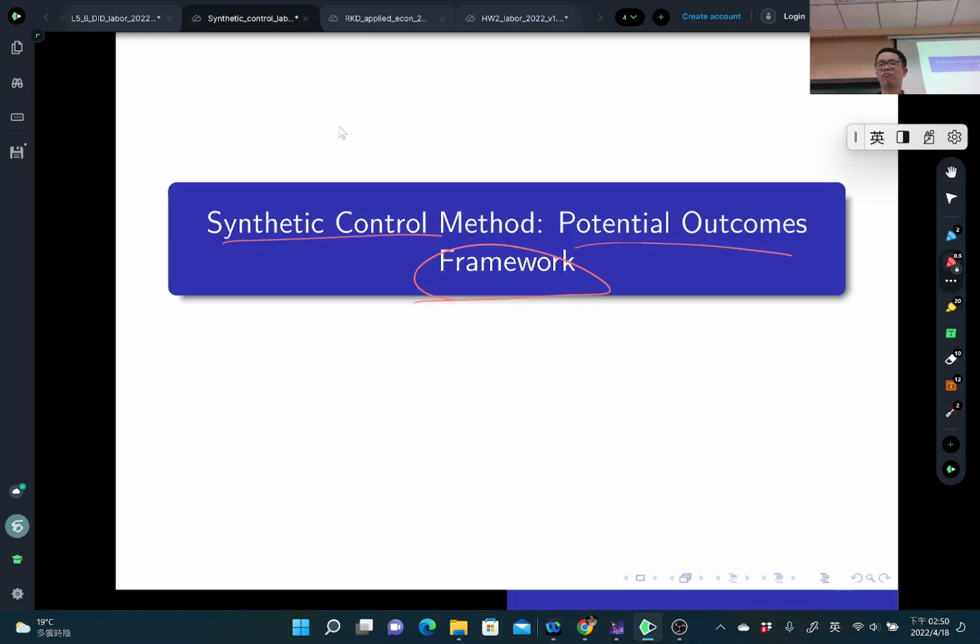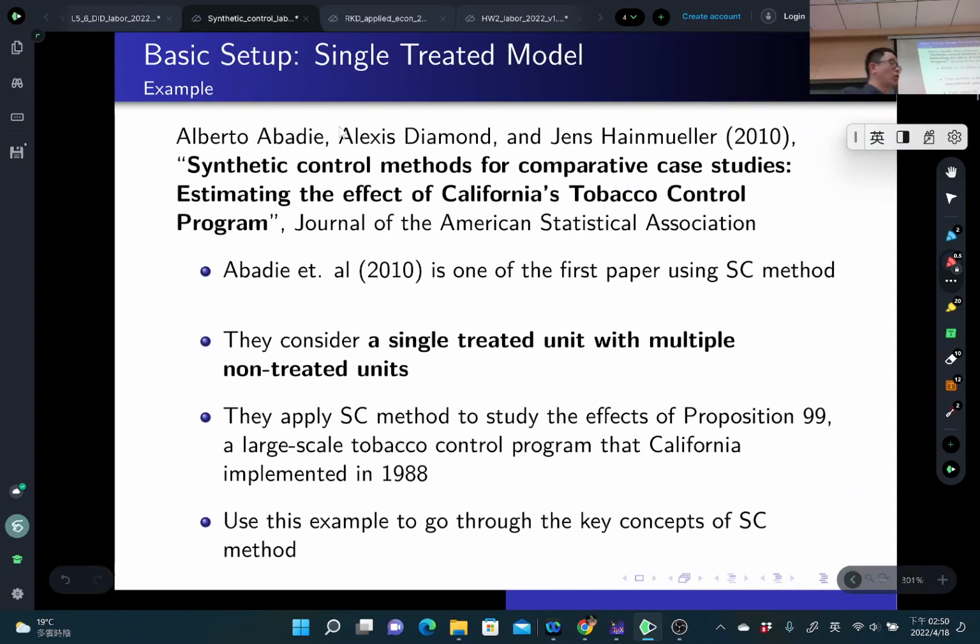So again, we use the same framework to do that. We use this classical example to go through the concept of the synthetic control method. That is the same example as I just mentioned before. This is the example for a single treated unit with multiple non-treated units. Here, only California receives the treatment, and other states do not. But maybe in the next class, we will extend this framework to multiple treated units. Okay.